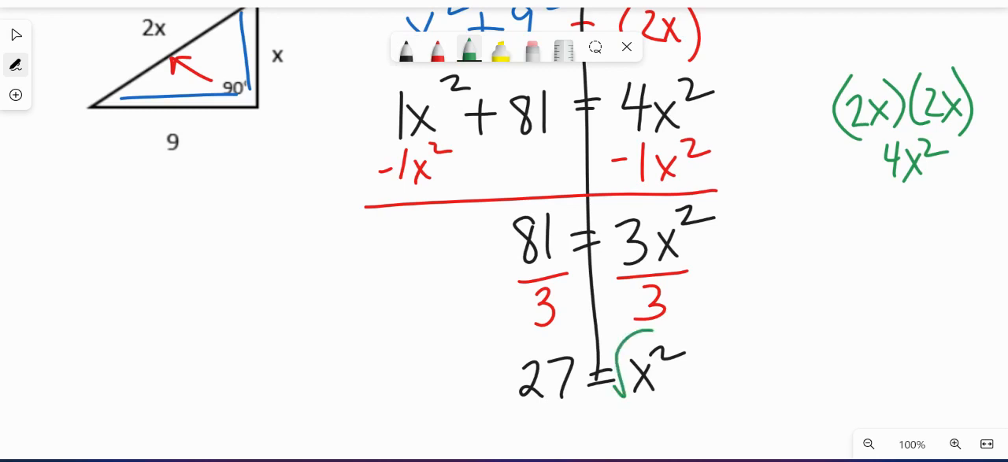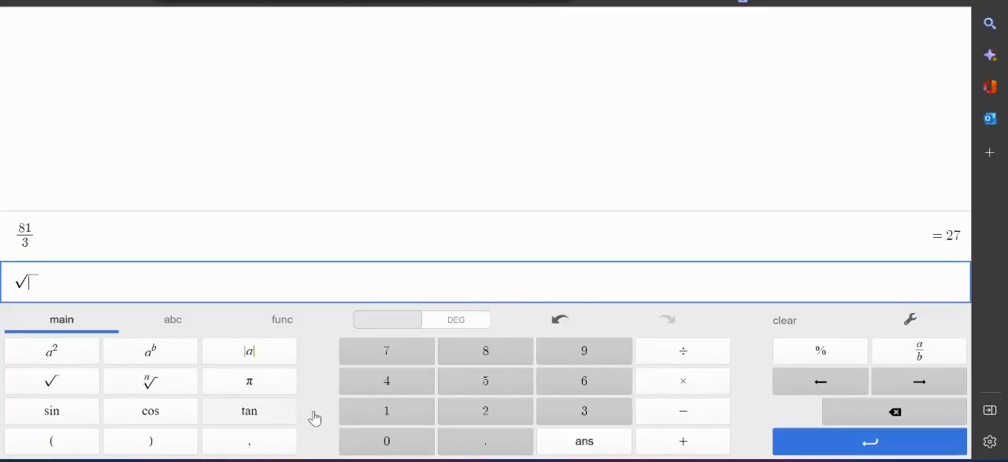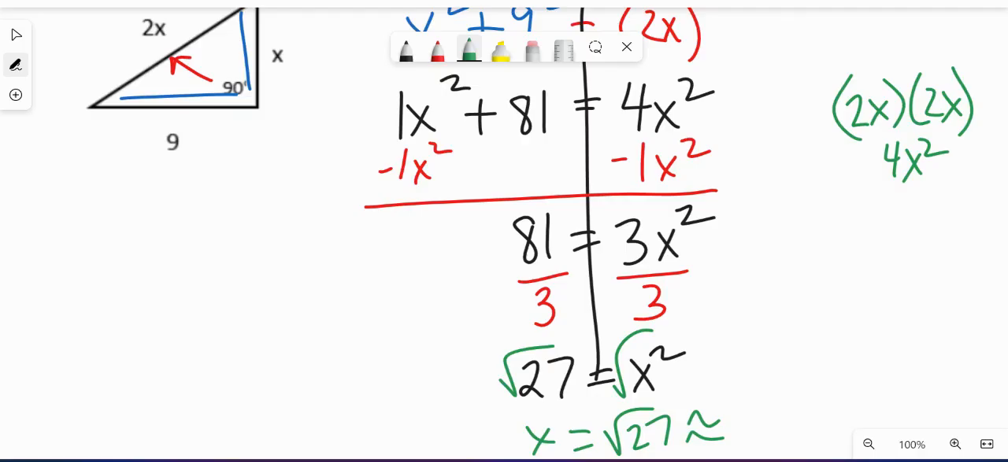Square root both sides. 27 is not a perfect square, so your x is going to equal the square root of 27, but if they ask you to round it, you're going to approximate it. The square root of 27 is about 5.2. Okay. Let's look at one more.